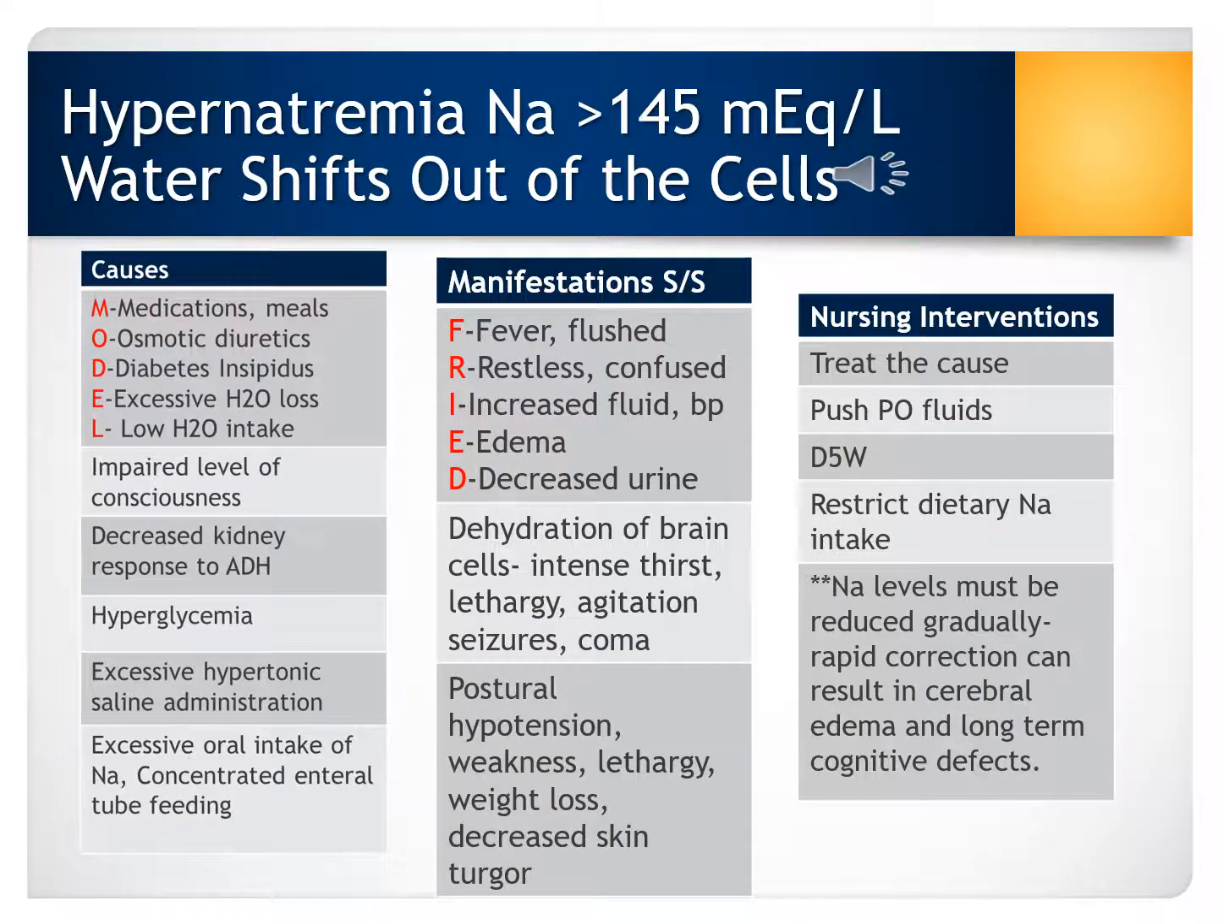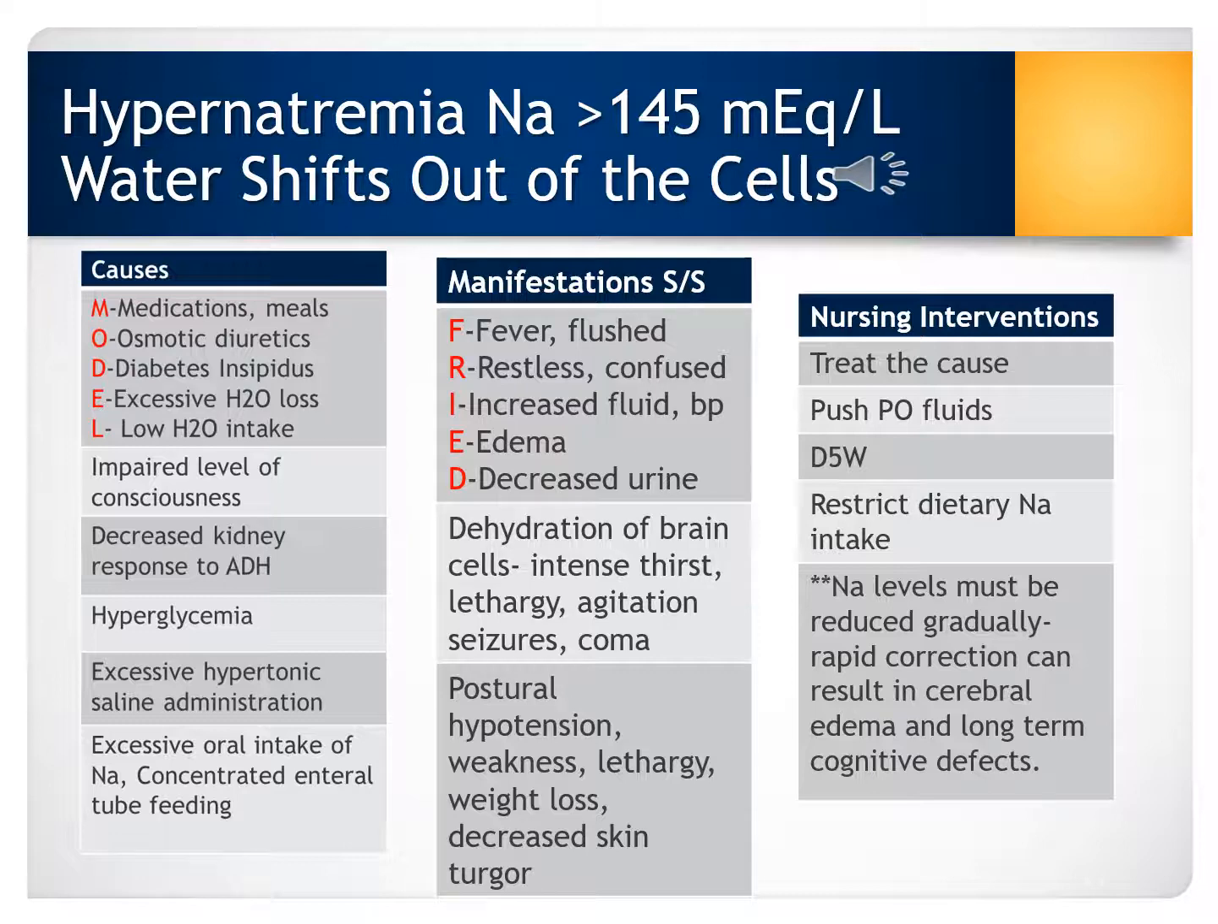Hypernatremia, or elevated sodium levels, can be caused by several different factors. One can be impaired level of consciousness, so this may be someone who is not drinking enough fluids. And also can happen by a decrease in the kidney's response to the antidiuretic hormone, which can result in profound diuresis, which produces a water volume deficit and hypernatremia.